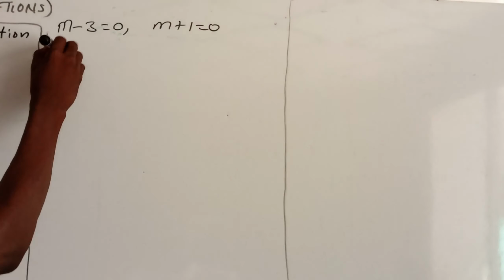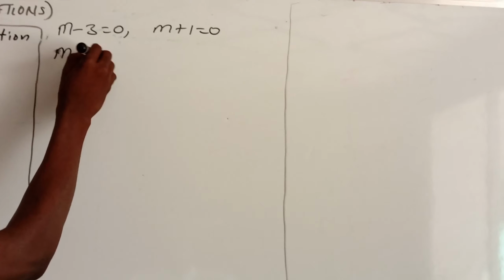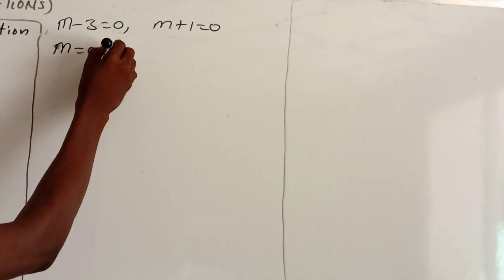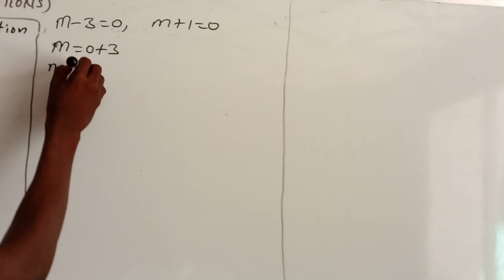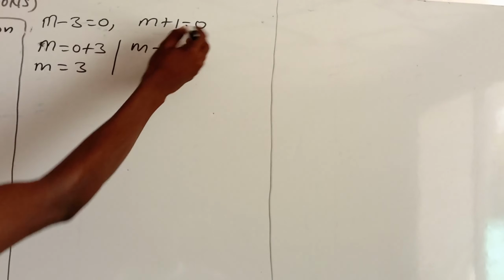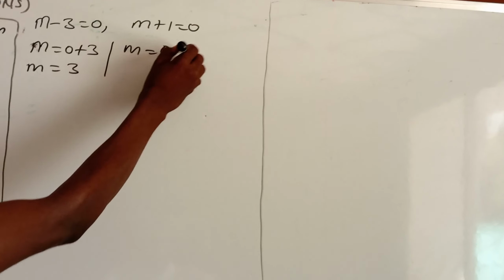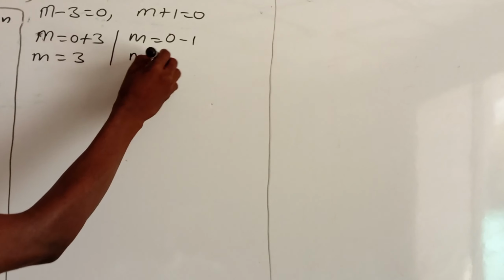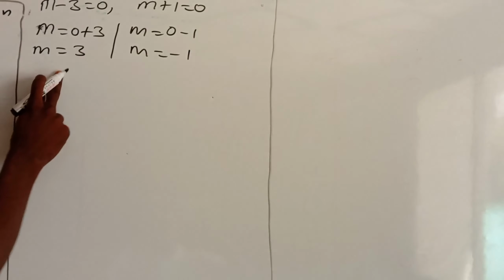So you transpose this. So m is equal to 0 plus 3, so m is equal to 3. Then go for the other value for m. So you take this 0 here, you transpose this plus 1, it becomes minus 1. So this is not the final answer.